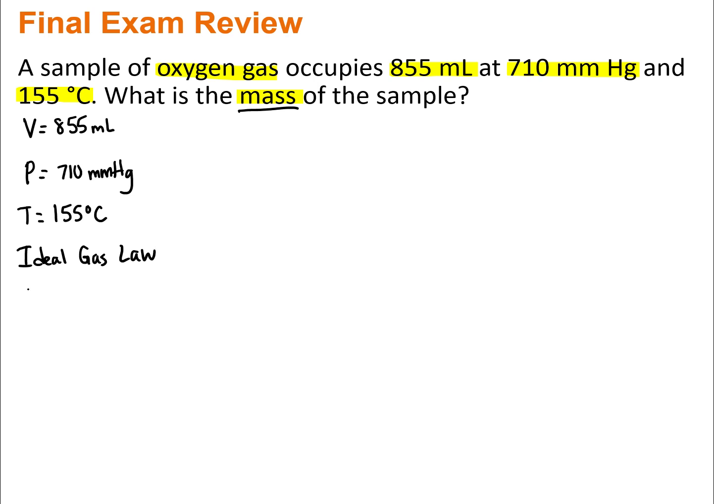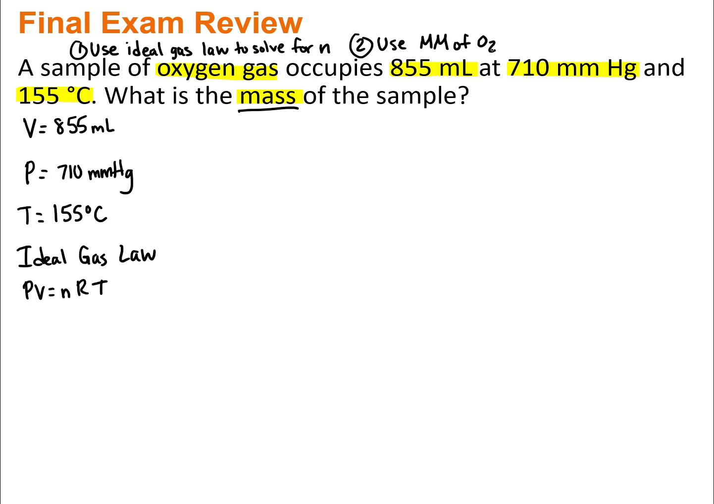And the reason is it uses moles. So the plan is to first use the ideal gas law to solve for N, which will tell us the number of moles. Then we can use the molar mass of oxygen gas, which remember is O2, to calculate the grams, which is the mass.